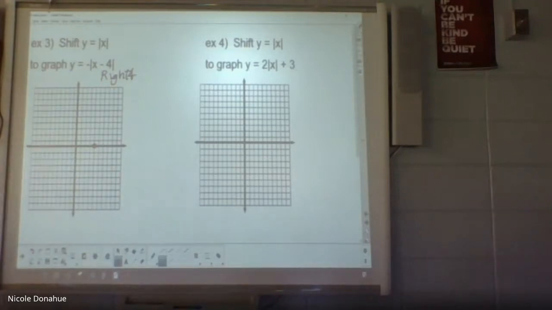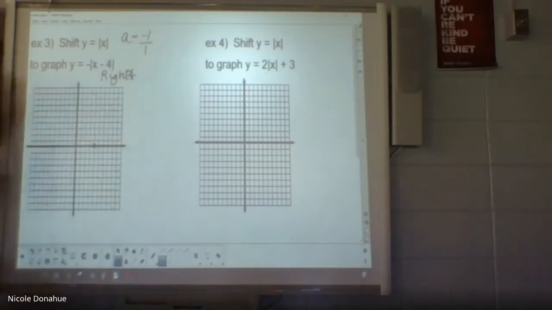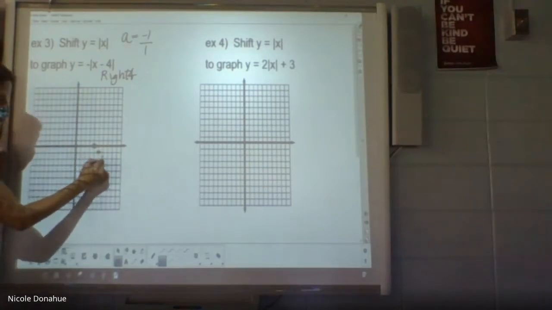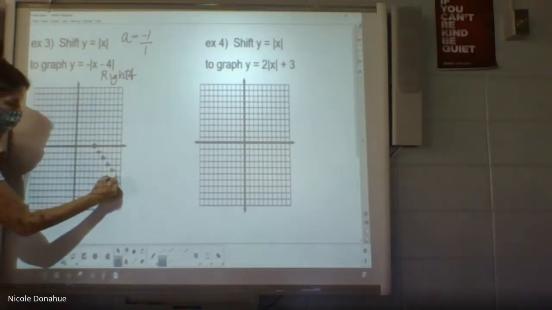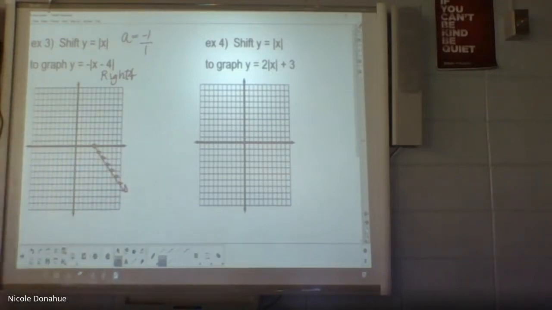But what's my slope this time? What's my A? It's a negative 1. So negative 1 over 1. So from this spot to the right, I'm going to go down 1 over 1. Get that negative slope there. But then I have to completely reverse that and go the other way as well.